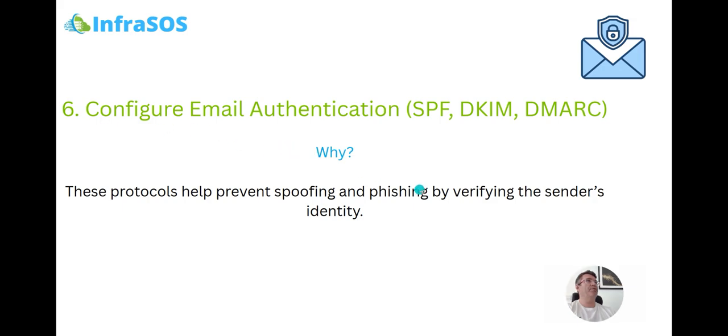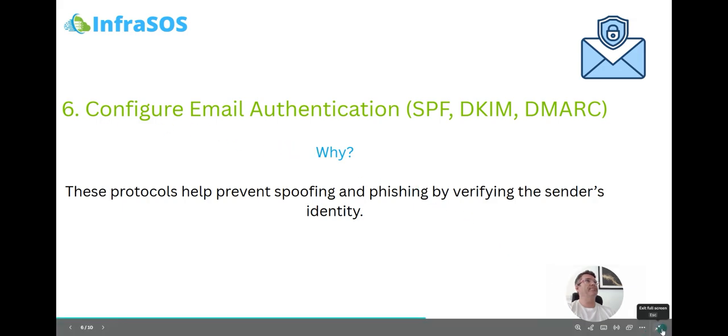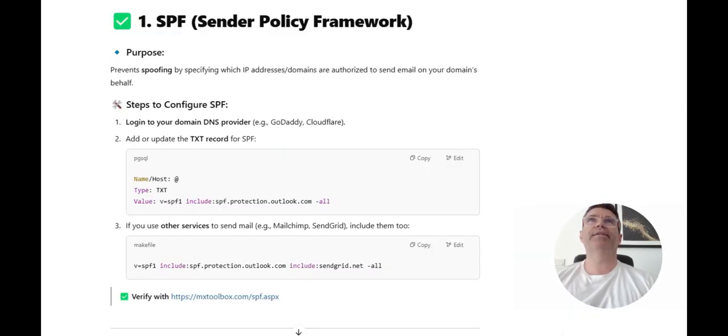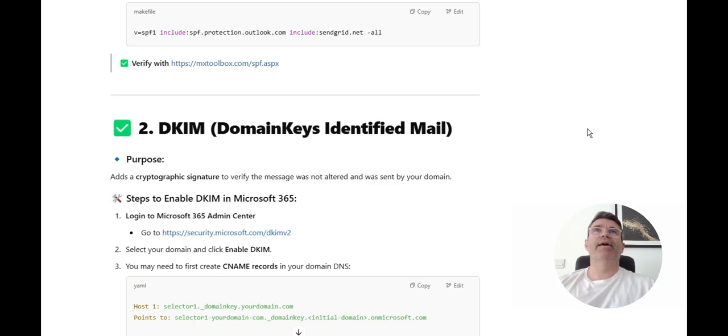So the steps to do this are, for the SPF, which is the Sender Policy Framework, you're going to want to log into your DNS provider. So you're going to want to ask your web team or whoever's in charge of your domains. You're going to want to log in and add a TXT record for the SPF, which you can see there on the screen. And to test it, you can verify it using mxtoolbox.com, which is very useful.